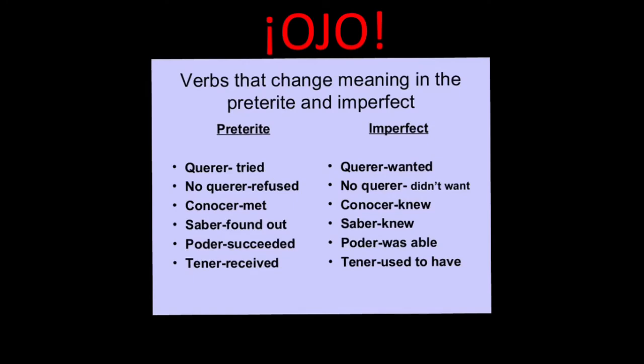There are some tricky verbs in Spanish that will change meaning depending on whether you use them in the preterite versus the imperfect. Take a look at the list of verbs and pause this video. Write down the list of verbs and the changes in their meanings. You will need to memorize these verbs and to always be careful to make sure you know what these are in Spanish so you use them correctly.